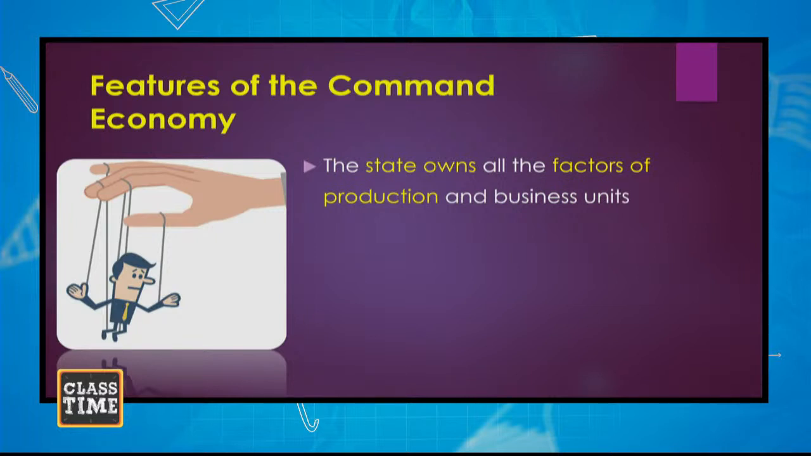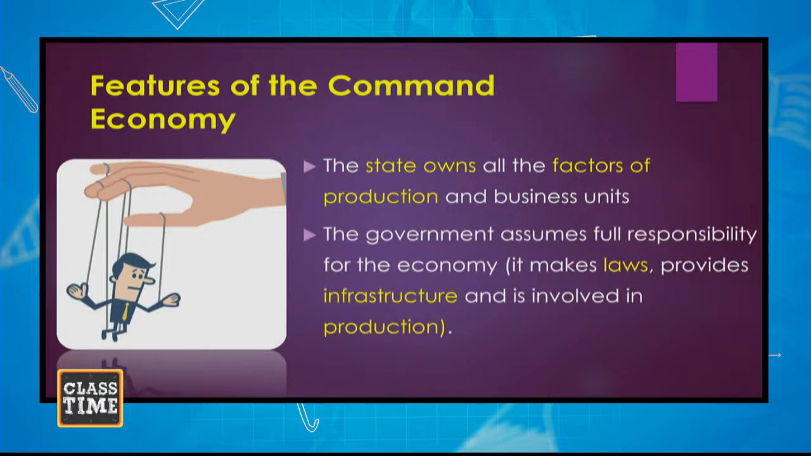In this economy, we said before that the state owns all the factors of production and business units. The government assumes complete responsibility for the economy. It is responsible for, as we mentioned earlier, making laws, providing infrastructure, and it also engages in production. And there's no private sector. So we don't have private individuals starting up businesses and becoming entrepreneurs. Within this economic system, all the businesses that are established are done so through the government.